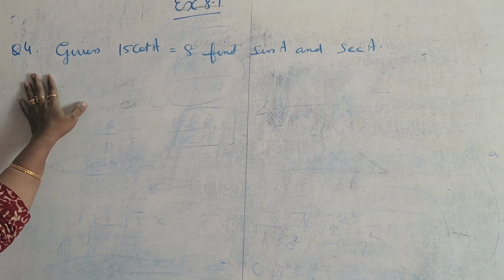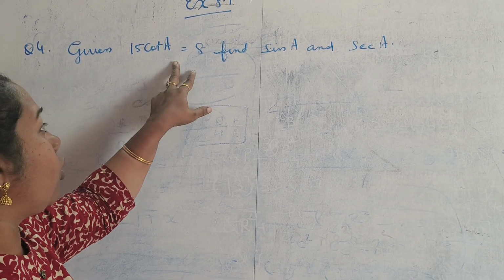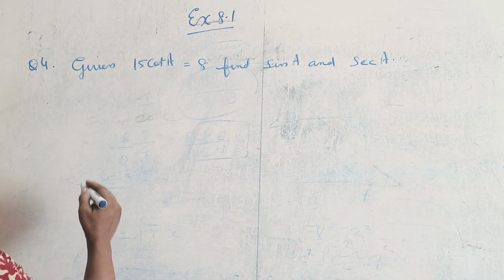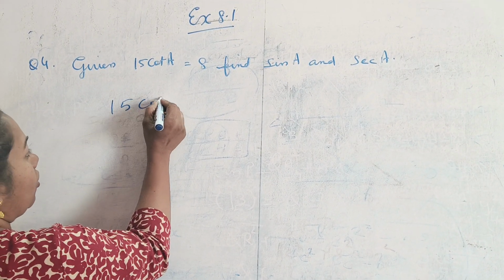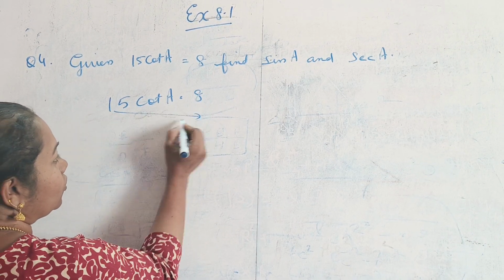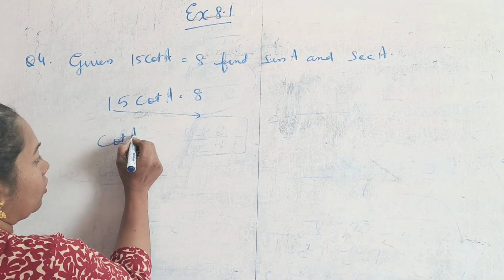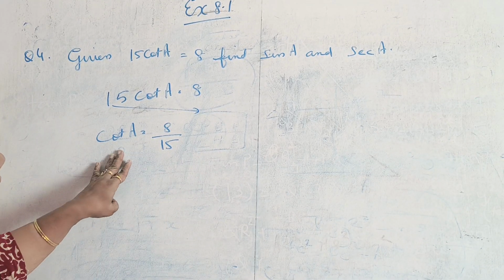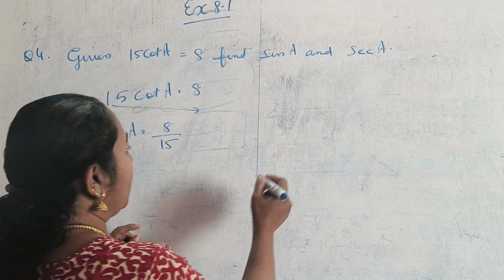Now question number 4. Given 15 cot A equals 8, find sin A and sec A. So 15 cot A equals 8. So 15 will go to this side. Let us find cot A. Cot A equals 8 upon 15.